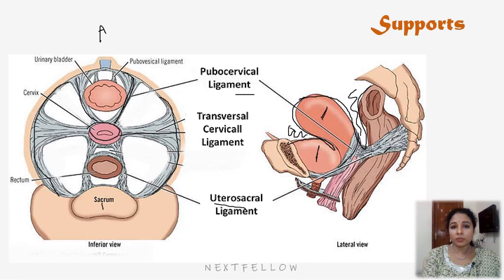Next is the transverse cervical ligaments. First we shall talk about these transverse cervical ligaments or Mackenrodt's ligaments. They are the most important ligaments of the uterus, hence they are often called cardinal ligaments. They are a fibromuscular condensation of pelvic fascia around the uterine vessels at the base of the broad ligament. They are fan shaped, you can see they are fan shaped on each side.